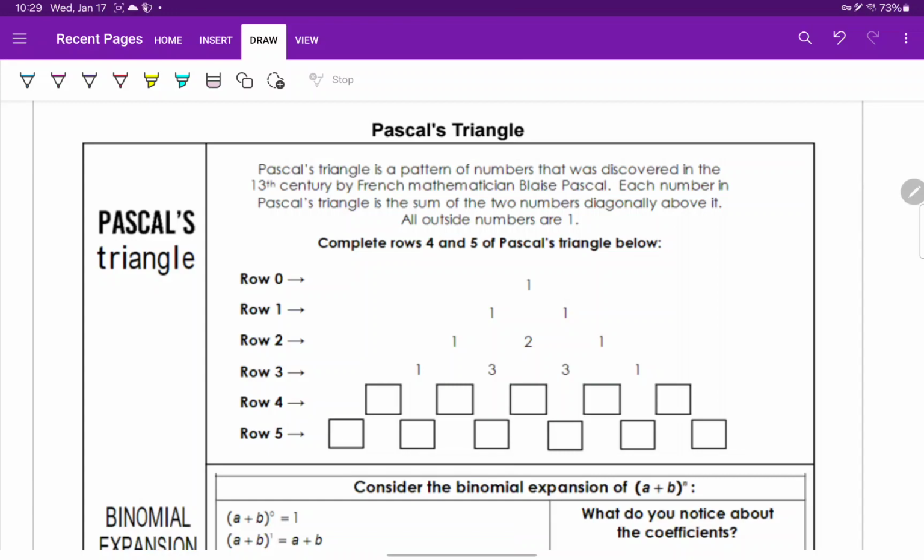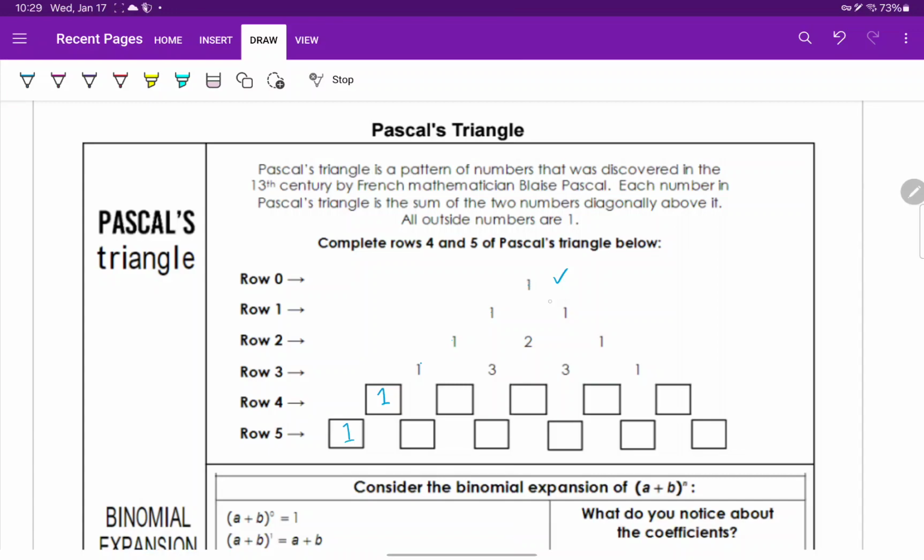Complete rows 4 and 5 of Pascal's triangle. Okay, so pretty much the first row is 1. You can't do anything about that. Then it says all diagonals are 1. So I could literally say this is 1, 1, 1, 1. And then this would be 1 as well. And this would be 1 as well. And on the other side as well.